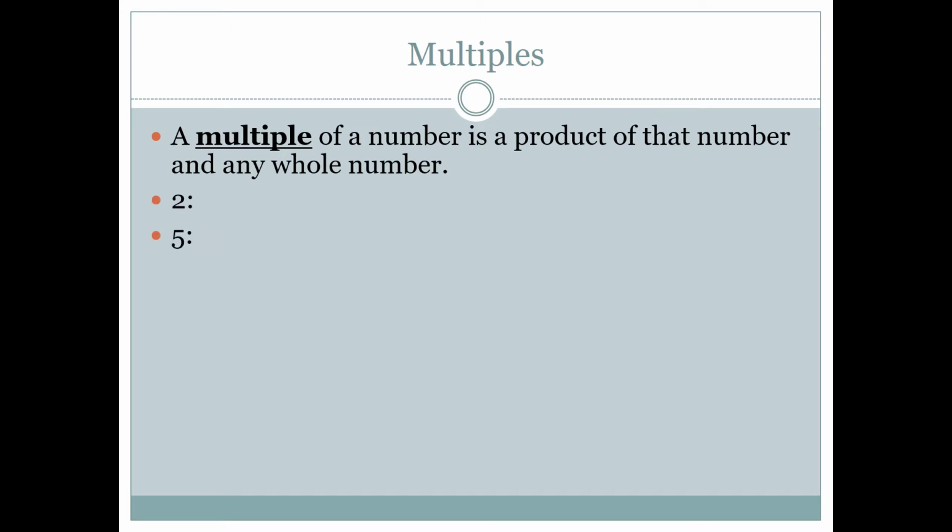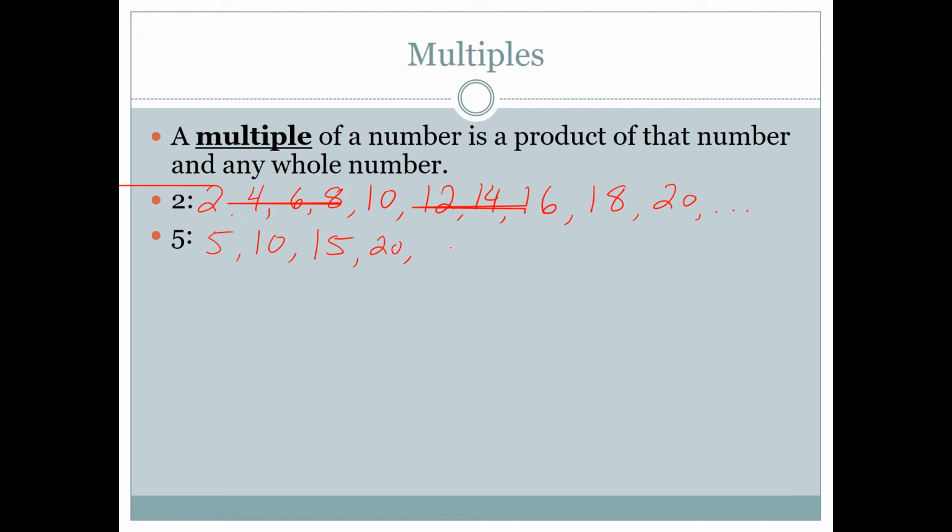So for example, the multiples of 2 and 5. So 2 times 1 is 2, 2 times 2 is 4, 6, 8, 10, 12, 14, 16, 18, 20, and that pattern continues. Look at the multiples of 5. 5, 10, 15, 20, 25. That pattern continues.